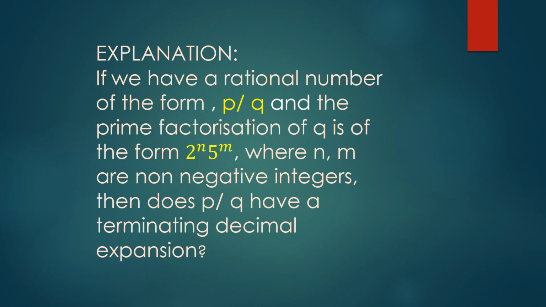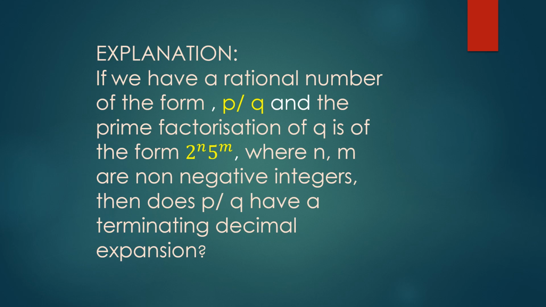Here the entire focus is on q. Q means denominator. In short, the denominator q should be of the form 10, 100, 1000. If they are of the form 10, 100, 1000, what is the prime factorization of 10? It is 2 into 5. Now of 100, it's in the power of 2 and power of 5. Of 1000, again the power of 2 and power of 5.